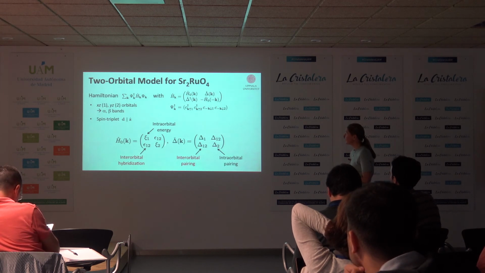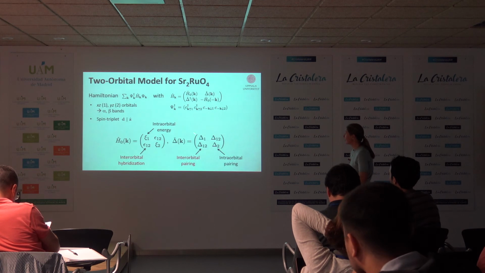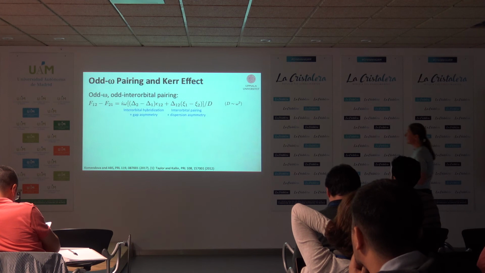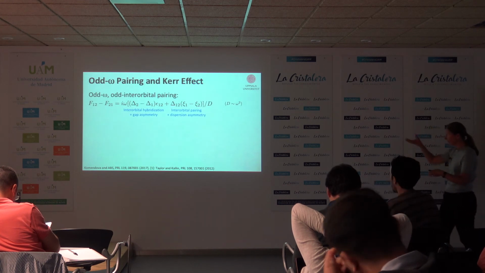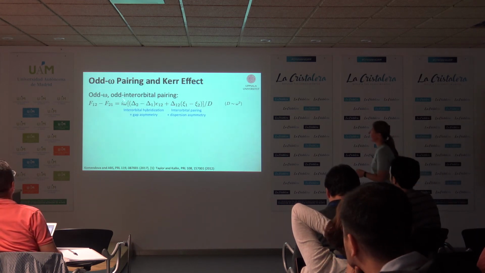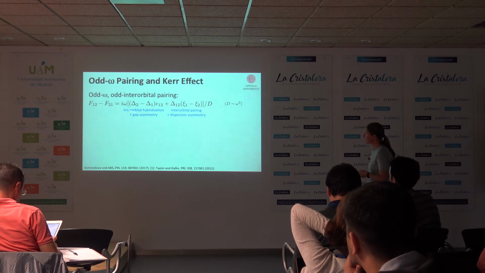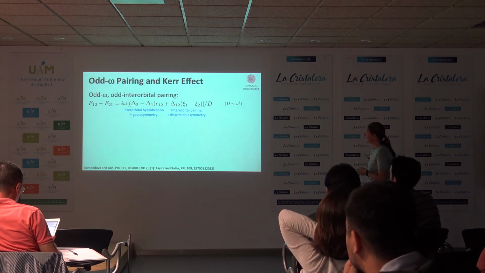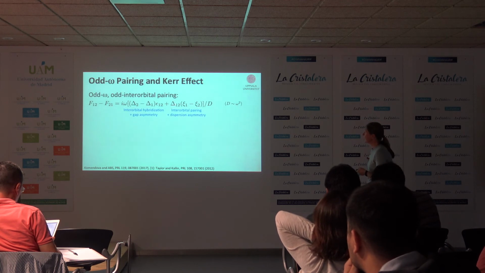So here is my normal state, with the interorbital hybridization. We assume some intra-orbital pairing and some interorbital pairing. And then I work out what the odd frequency pairing is, and it turns out that I have an odd interorbital pairing, and it's clearly odd in frequency, with the omega here. One term comes because I have an interorbital hybridization and a gap asymmetry, and the other comes because I have a dispersion asymmetry.